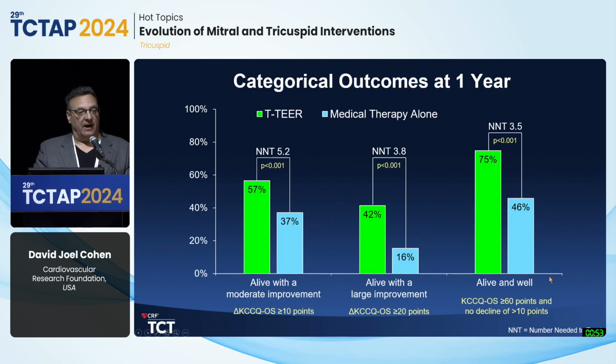And then finally, a value we call alive and well, which means that their KCCQ score was at least 60, putting them into New York Heart Association class 2 or better, and they were still alive, and their health status had not declined by at least 10 points. You can see, regardless of the way that we slice the data, there is a very large and clinically important difference between the 2 groups, with numbers needed to treat in the range of 3 to 4. So a very favorable number needed to treat in order to achieve clinically meaningful improvements.